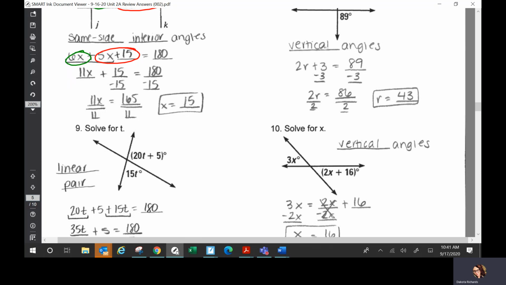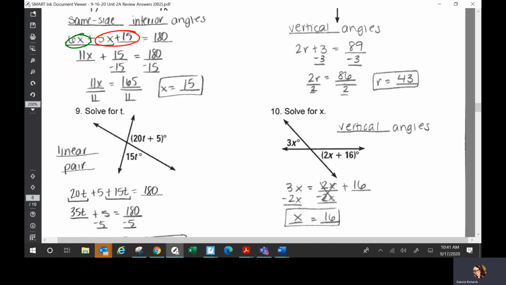Number 9, these form a linear pair. So you set them up to equal 180.